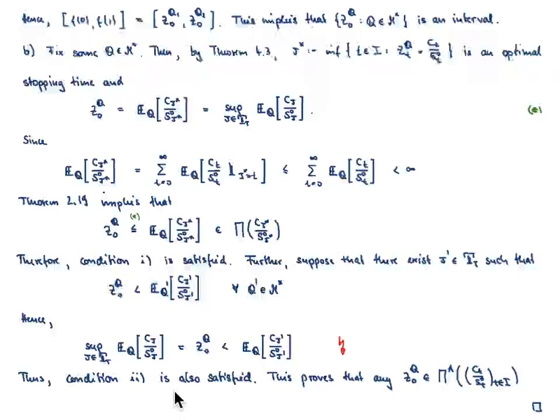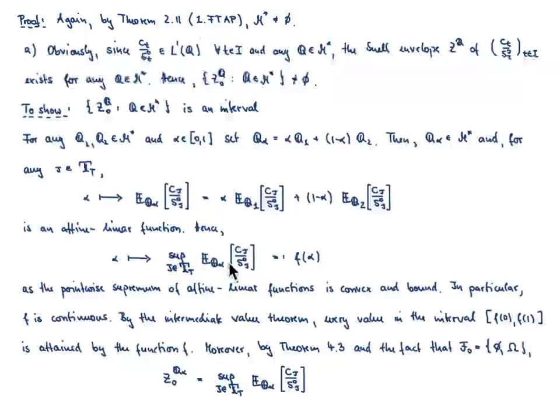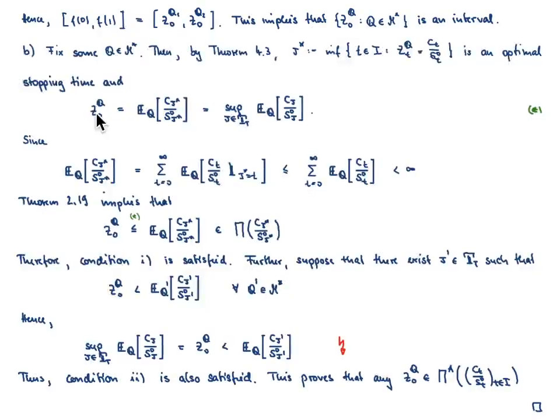So we have that representation, and from that we immediately obtain that this interval is simply given by the interval [Z0(Q1), Z0(Q2)], meaning this whole interval is contained in that set over here. And since we can do that for any Q1, Q2 taken from the set of all equivalent martingale measures, this clearly shows that that set is indeed an interval. What we don't know is whether the boundary points are contained in that interval or not, so whether that's an open interval or a closed interval, or half open. That's not stated here. So let me now come to the second part of that theorem.